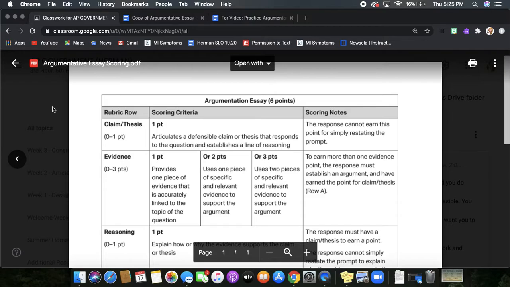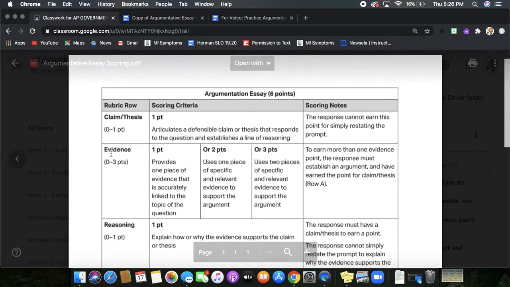the essay portions of the AP Gov test are 50% of the score. And this essay holds the most weight out of any of the other ones. All of the others are worth 3 to 4 points. This one is 6 points. So this is the big kahuna. So we want to make sure we know where our points are coming from.